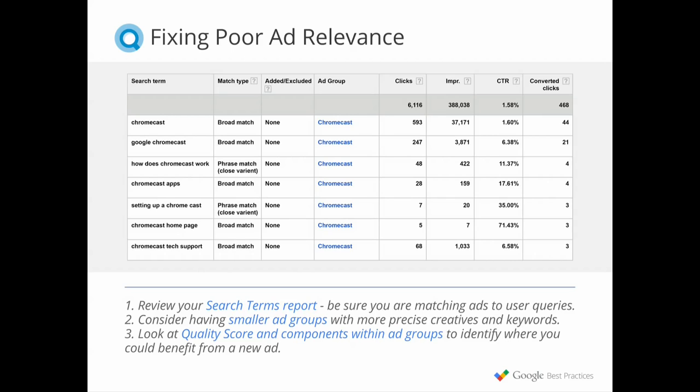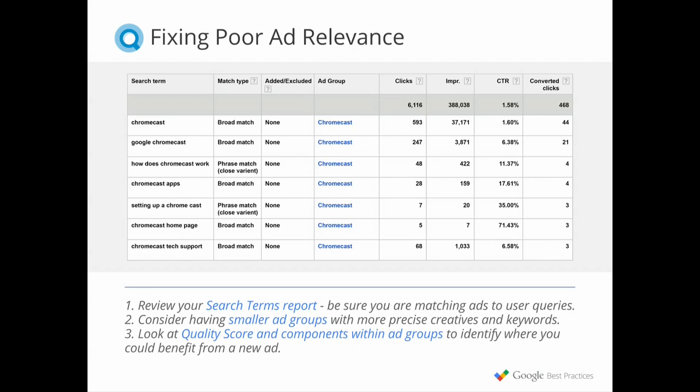Chromecast, Google Chromecast, probably similar users, what they're looking for there. But then sometimes you can see just a bit lower layers and see that there's a difference in what that ad should be related to. So how does Chromecast work? That's going to be a totally different use case from Chromecast apps, because of what Chromecast is supporting at the moment. And so just look at your search terms report. It can be hugely beneficial.